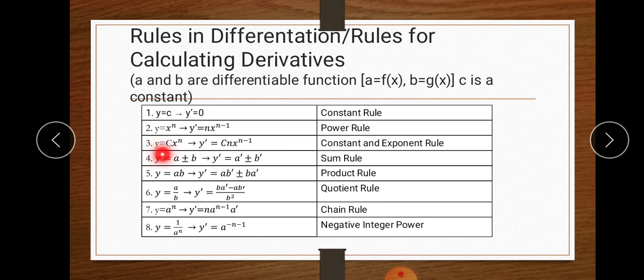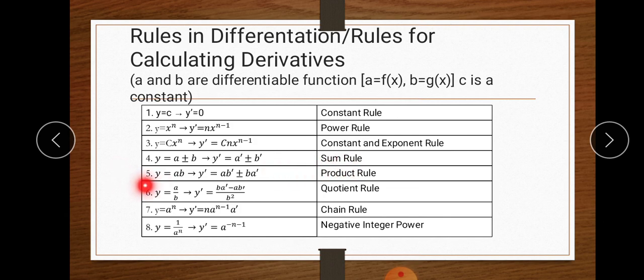Number 3. Y equals c times x raised to n, and the derivative is c times n times x raised to n minus 1, and this is called the constant and exponent rule. Number 4. Y equals a plus or minus b, and the derivative is the derivative of a plus or minus the derivative of b, and this is called the sum rule.